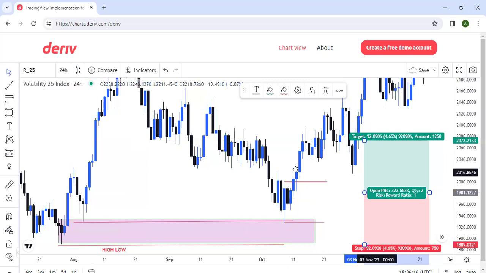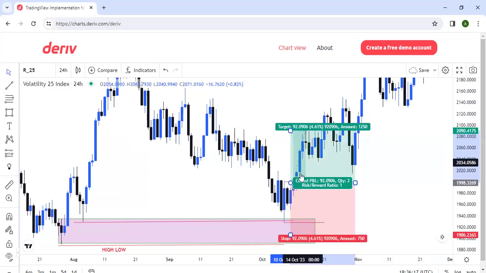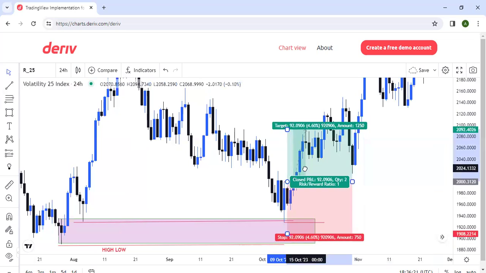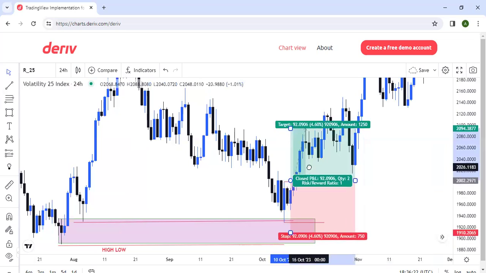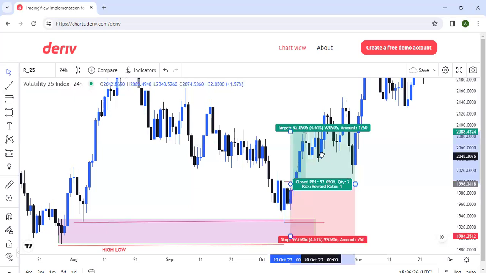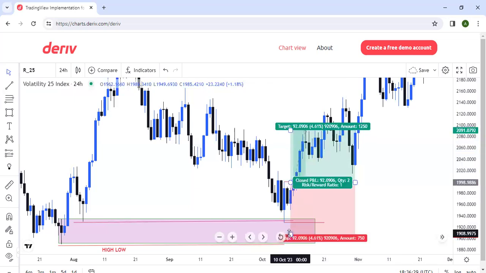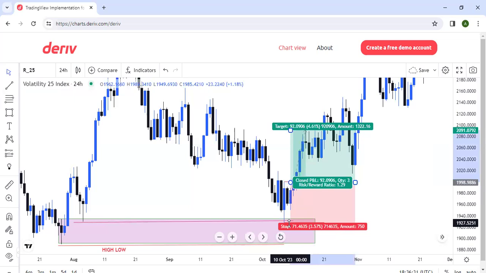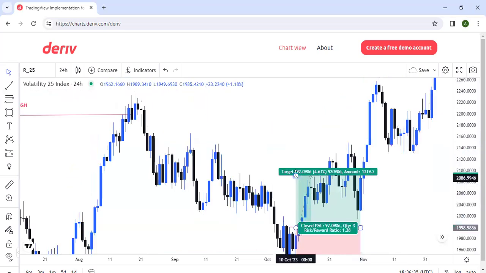So your entry would have been here. I'll show you how you can use a lower time frame to take advantage of this also, but that's not today. I don't want the video to be long. So your stop loss will be below here, and then your target will be this high here.